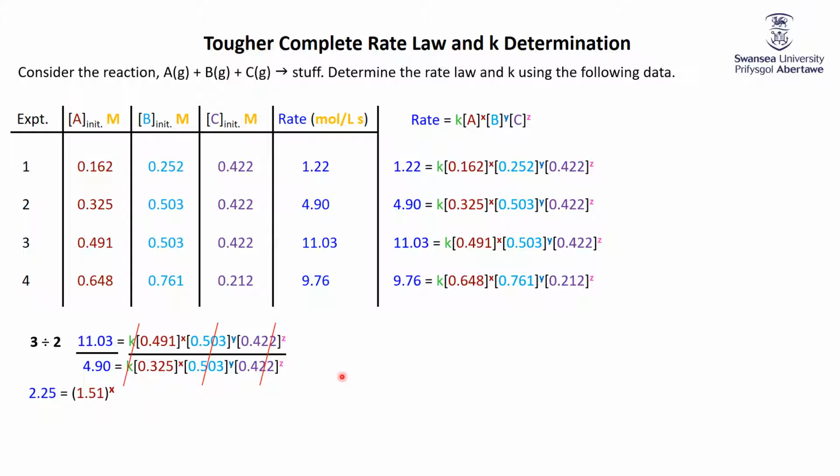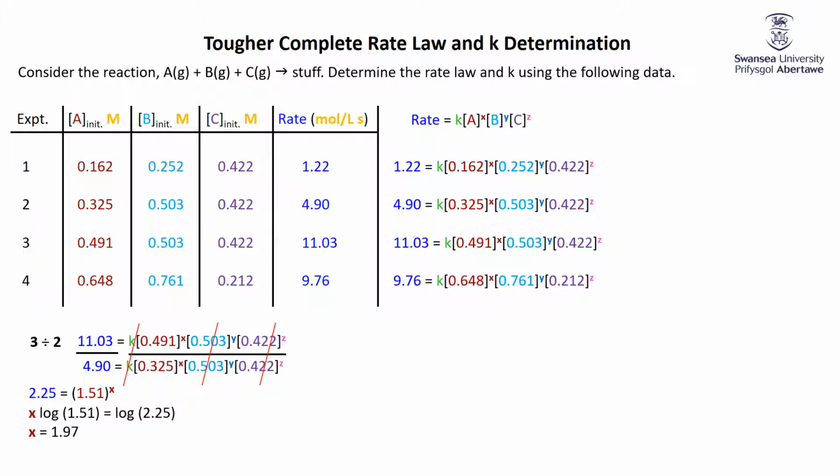Now, how would we solve this? Well, you have to use logarithms when you've got an unknown power. So what we would do is we would take logs, and so the left-hand side becomes log of 2.25. The right-hand side is now x times the log of 1.51, because when you take it to the power, it becomes times. So x is going to be 1.97.